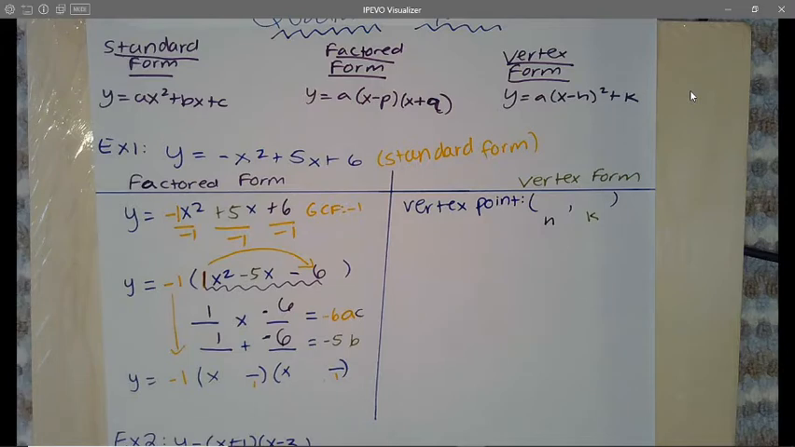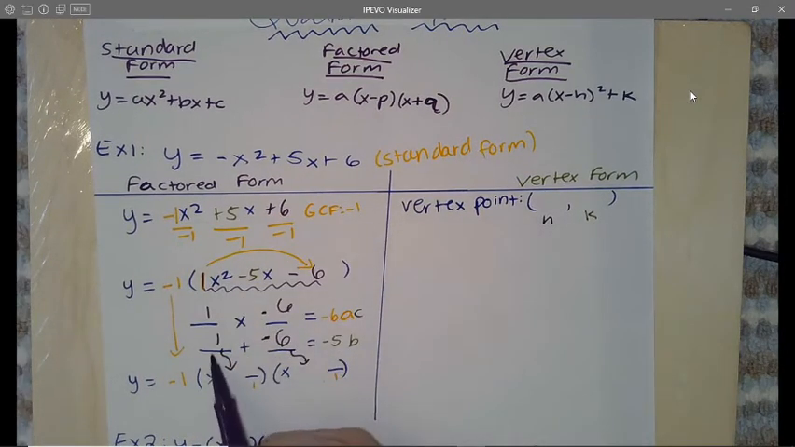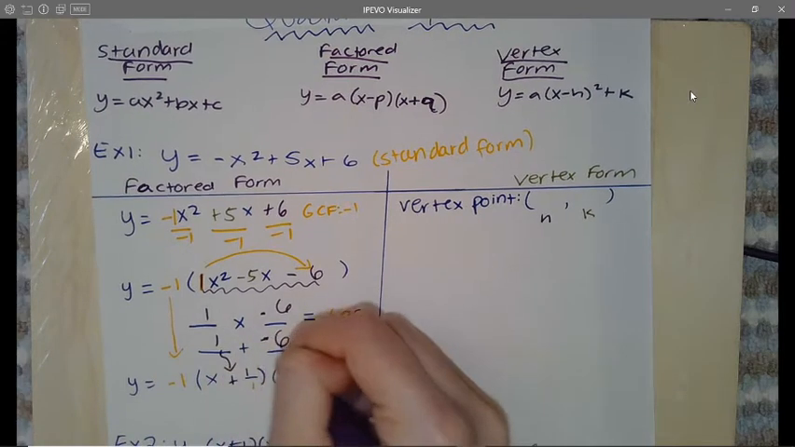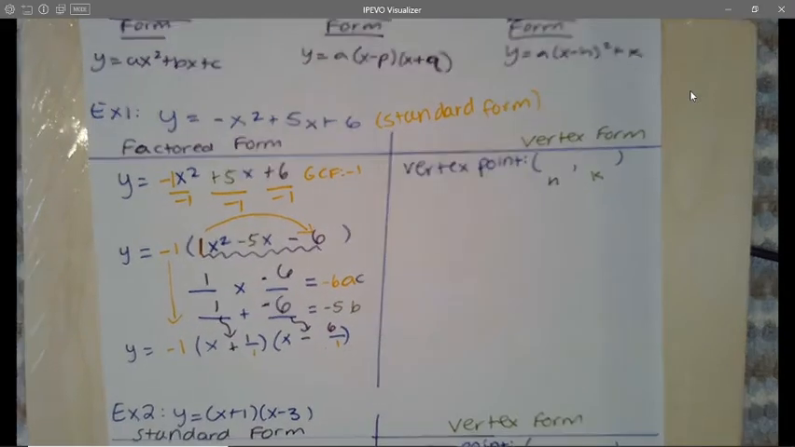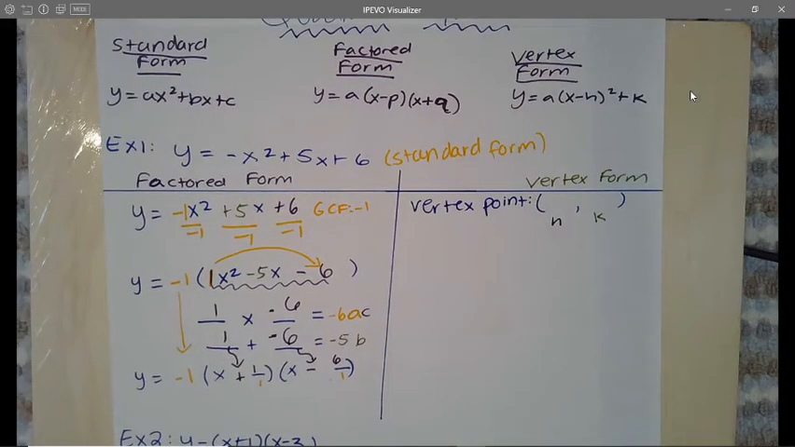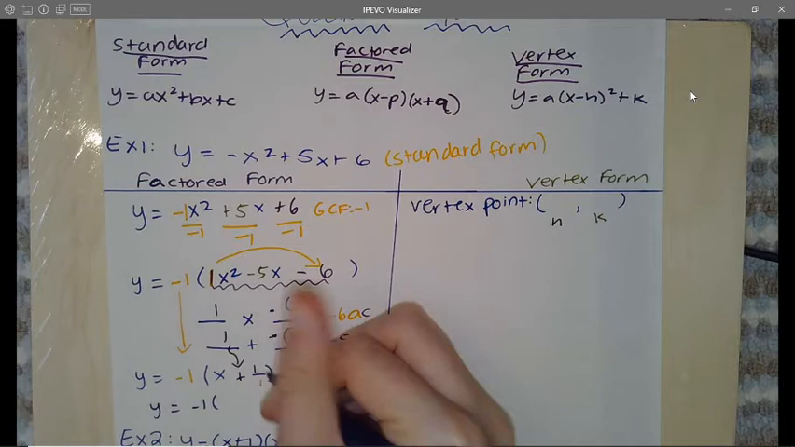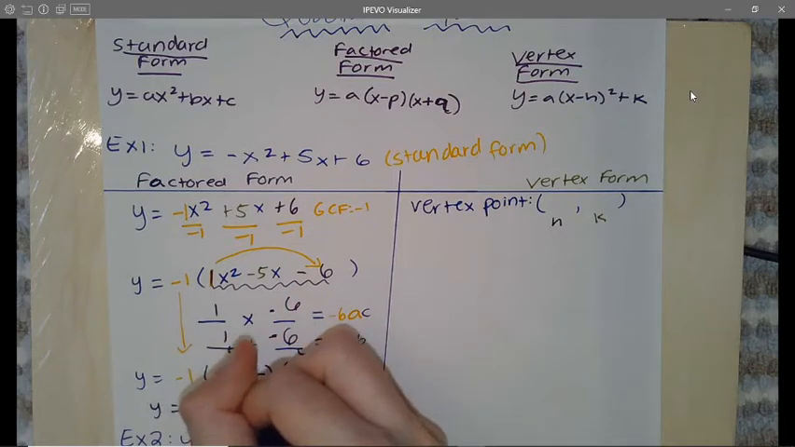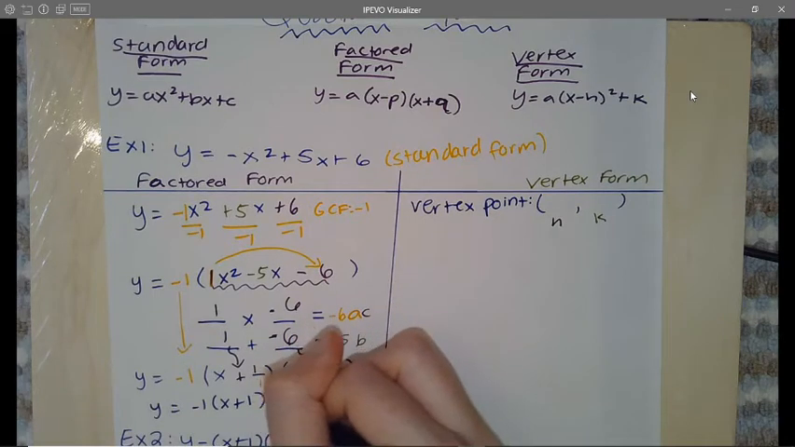You're always very helpful. Now I'm going to bring these numbers on down. Since we have a +1, I'm going to add the 1. And since we have a -6, I'm going to subtract the 6. Then the last step is just to simplify, and we'll be in factored form. So we have y equals -1 times 1 divided by 1 is 1, so x plus 1. And -6 over 1 is -6, so we have x minus 6.